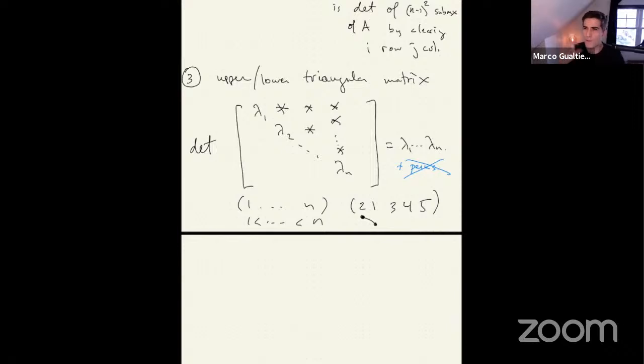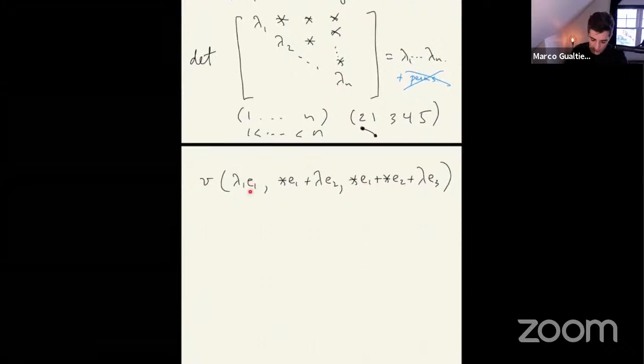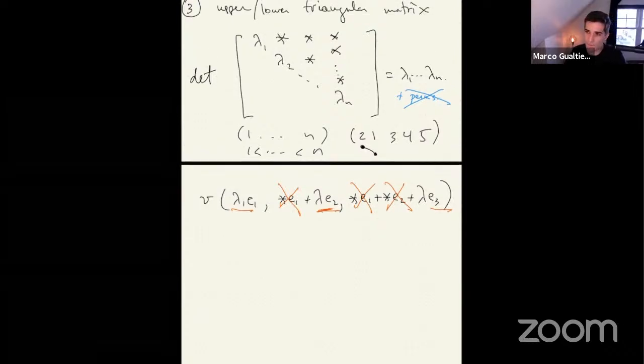Another way to see it is in terms of volumes. If we think of the volume of lambda 1 E1, something times E1 plus lambda 2 E2, something times E1 plus something times E2 plus lambda 3 E3, then because E1 is in the first entry, and because volumes don't like repetition, this is irrelevant, this is irrelevant, and because E2 is here, this is irrelevant. The only thing that's relevant is the diagonal terms. So that's an even easier way of seeing why the determinant is just the product of the entries.